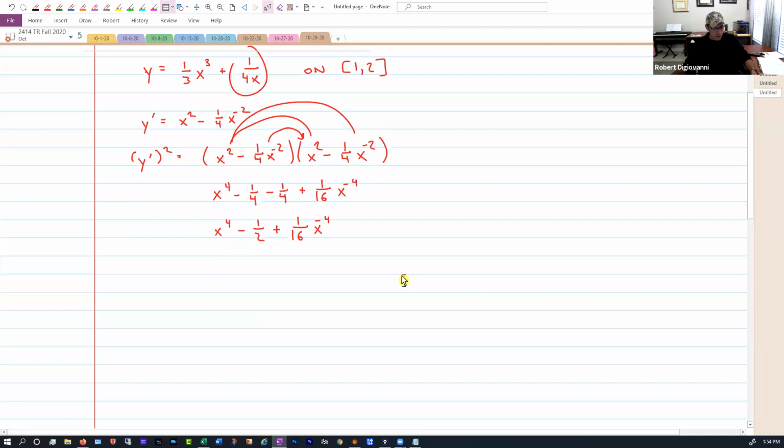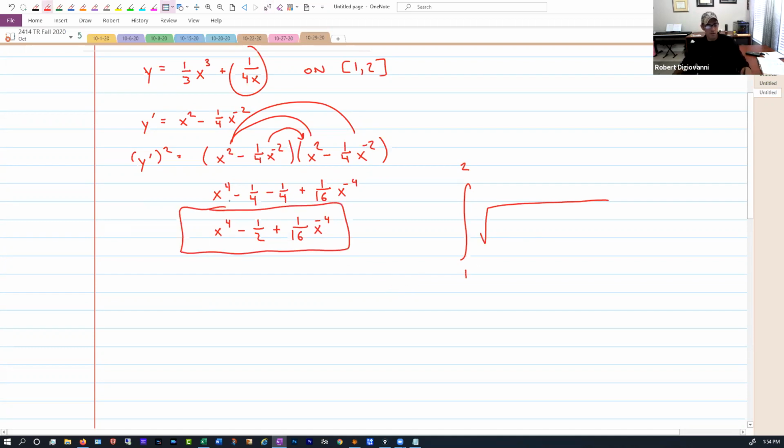So now let's think about the formula. The formula is the integral from a to b. Here they give us 1 to 2 of the square root of 1 plus that, right? 1 plus this thing. So I'm going to go ahead and add the 1 to the half right now to save myself a little time. So one take away a half is going to be a positive half. Then I have x to the 4th, then I have plus 1/16 x to the -4 dx.